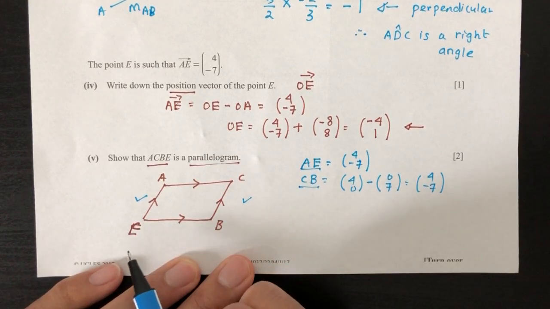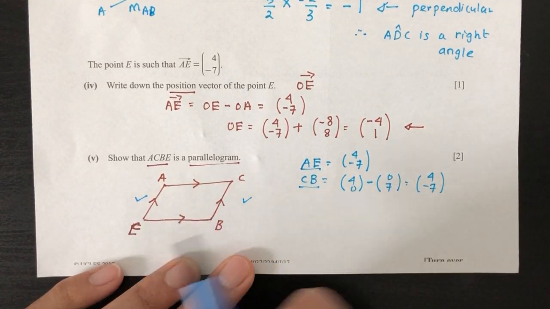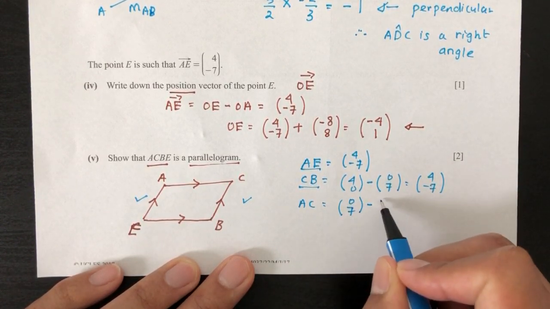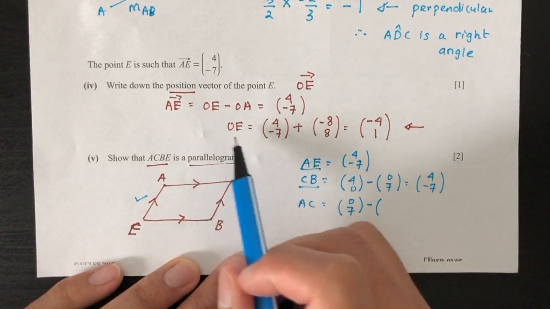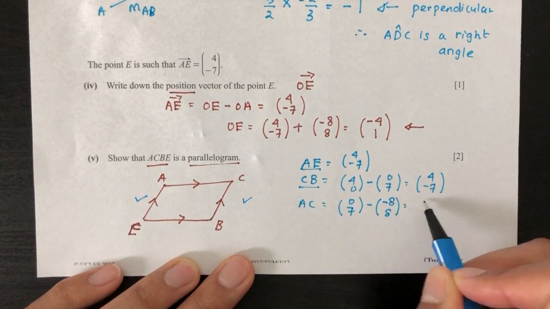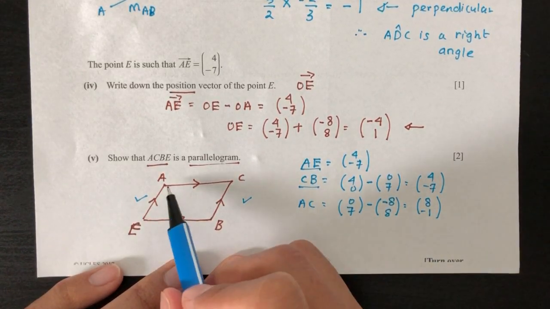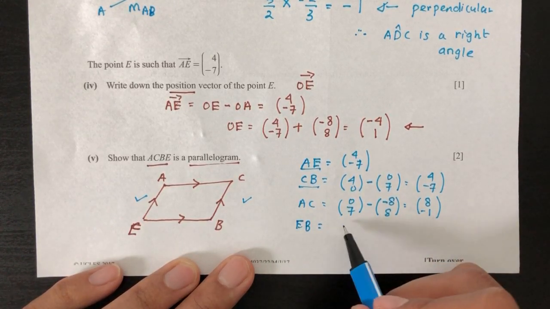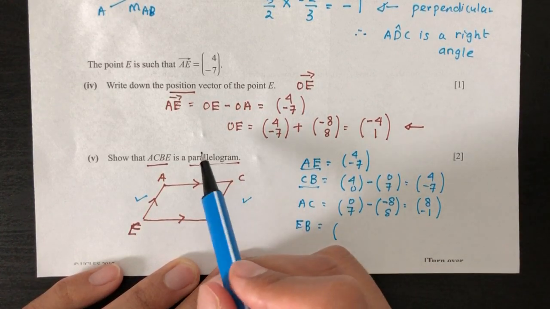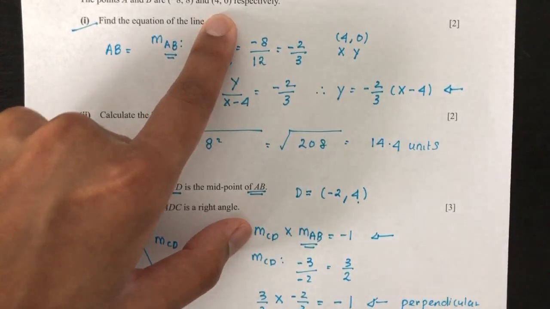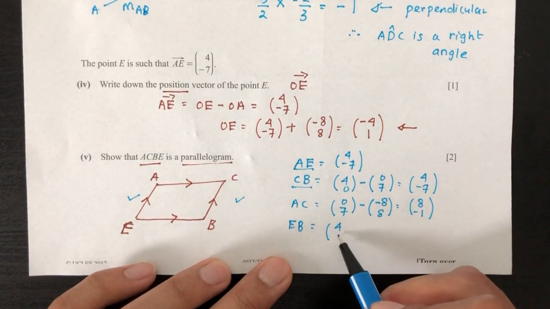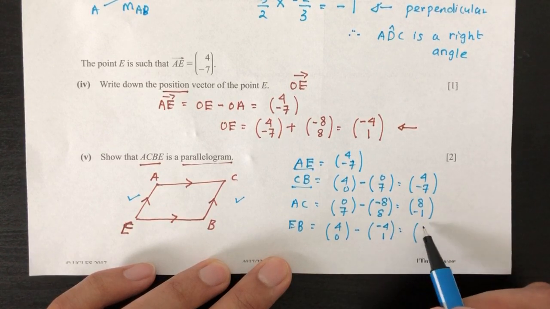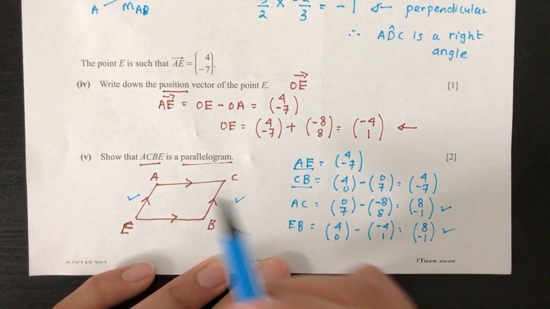How about these two? So where is AC? We can find that direction. AC is OC, which is (0, 7), minus OA, which is (-8, 8). That will be (8, -1). This is AC. What is the direction of EB? EB is OB minus OE. OB is given to you from here, which is (4, 0), and E has been given to you right here, which is (-4, 1). That will be (8, -1). So these two as well have the same direction.